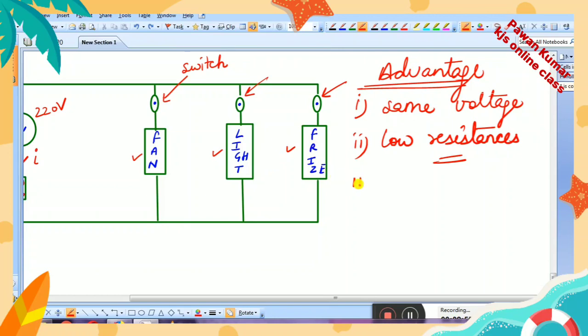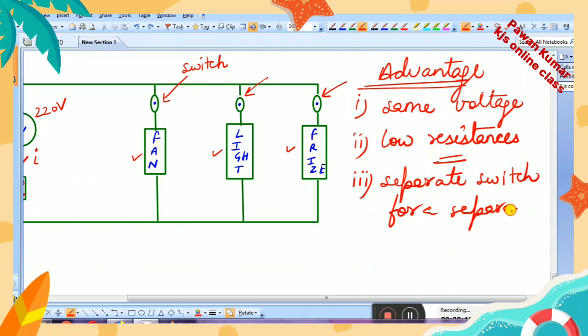So this is the second reason. Now if there will be low resistance, then less heat will be produced. Okay, understood? After this, next, separate switch. It is the third advantage. Separate switch for a separate appliance. Appliance means fridge, light, fan, these all things.